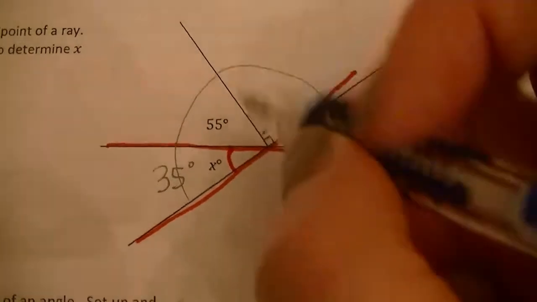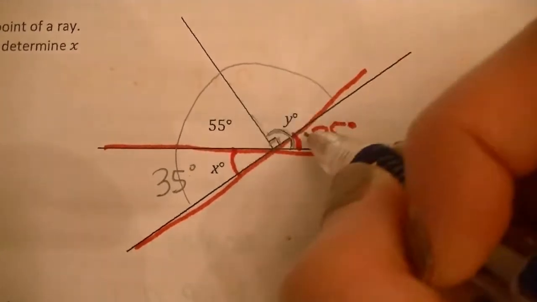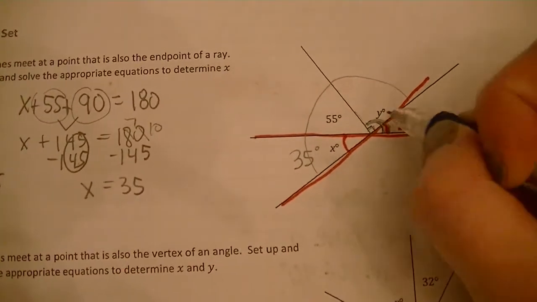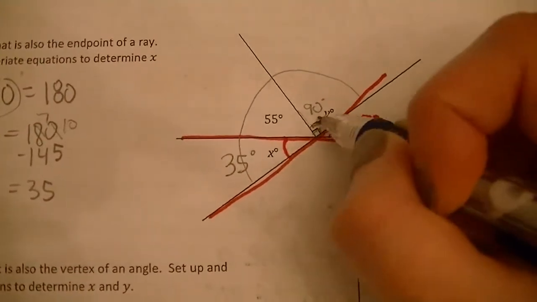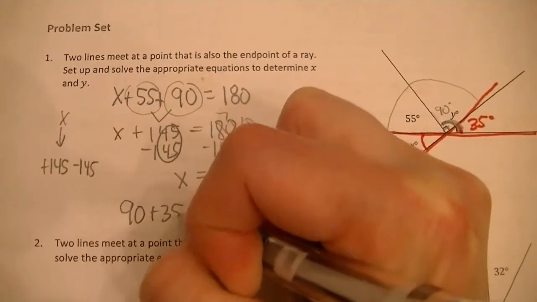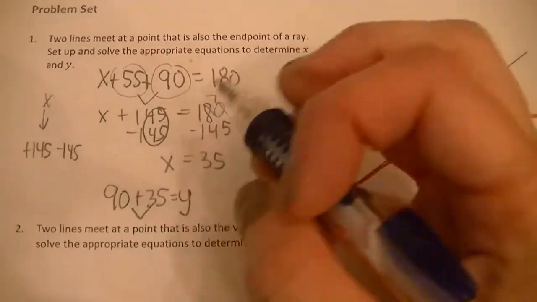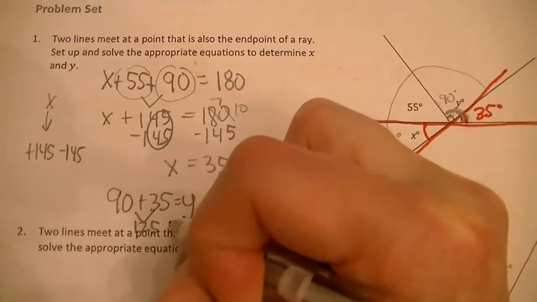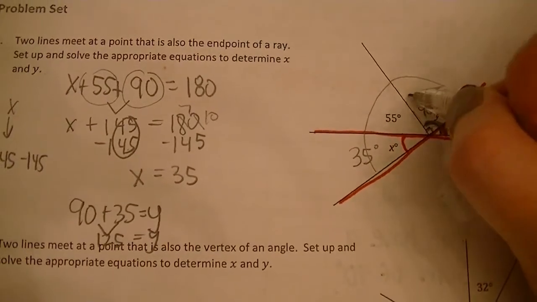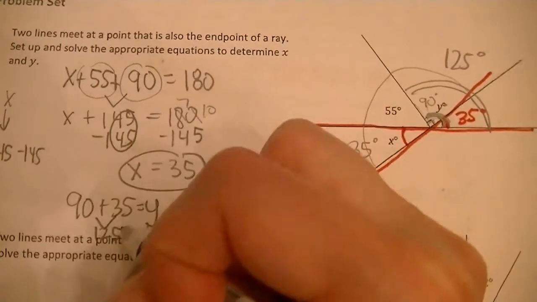So knowing that this little guy right here is 90, all I've got to do is 90 plus 35 to get this value of y. Okay? So 90 plus 35, I'll write that out over here. 90 plus 35 is going to give me the value of y. And right here, 90 plus 35 is 125. Okay, so this angle y degrees, when I substitute it in, this entire thing right here is 125 degrees. Let's go ahead and circle this stuff though.